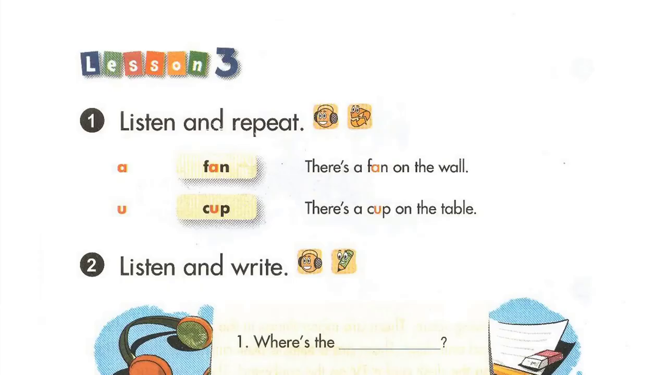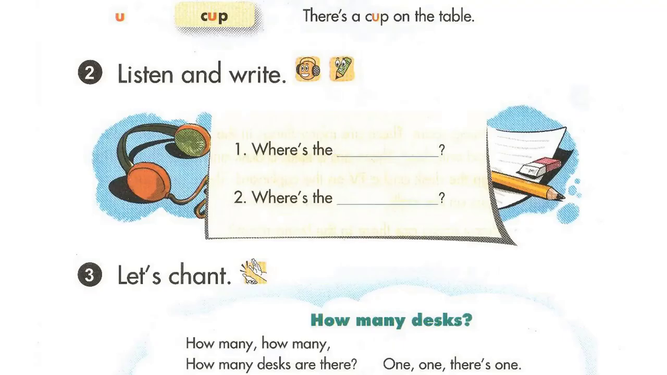Page 28. Lesson 3. Activity 1. Listen and repeat. Fan. There's a fan on the wall. Cup. There's a cup on the table. Activity 2. Listen and write. 1. Where's the cup? 2. Where's the fan?